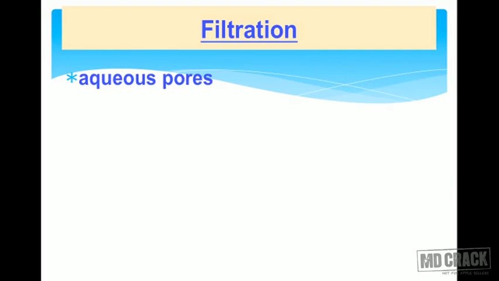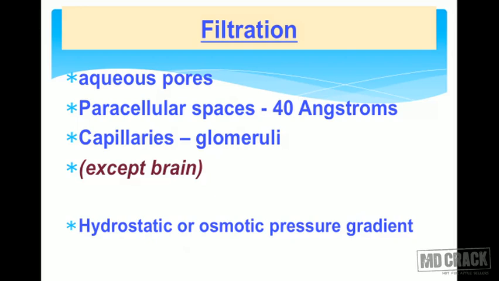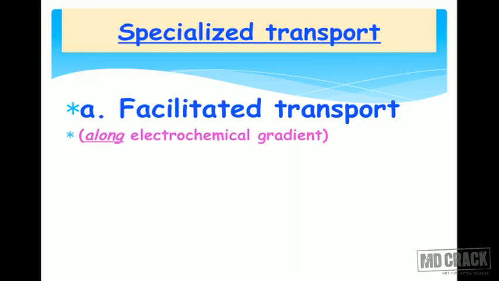Next we go to filtration, which happens through aqueous pores, and there are paracellular spaces of about 40 angstrom size in the capillaries, for example glomeruli, and you never get these kinds of big spaces in the brain. So it's very difficult to penetrate through the brain. This particular gradient is a hydrostatic or osmotic pressure gradient, and if the blood flow is high, there is going to be better filtration. That's the rate of blood flow is going to determine the filtration.